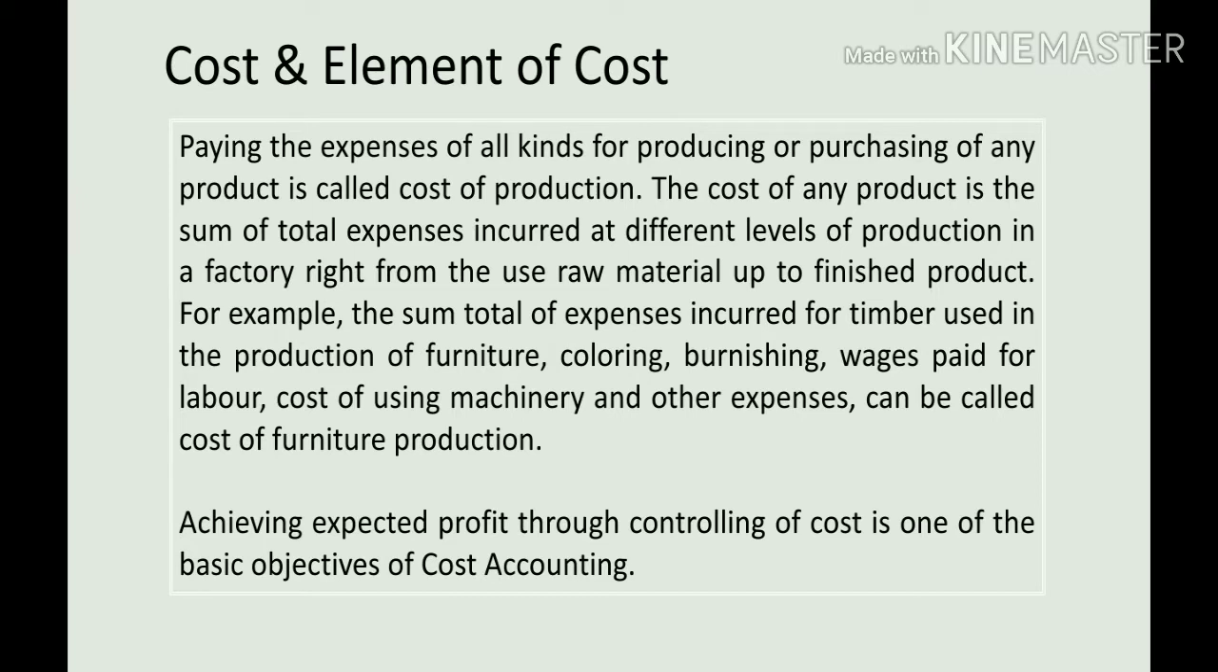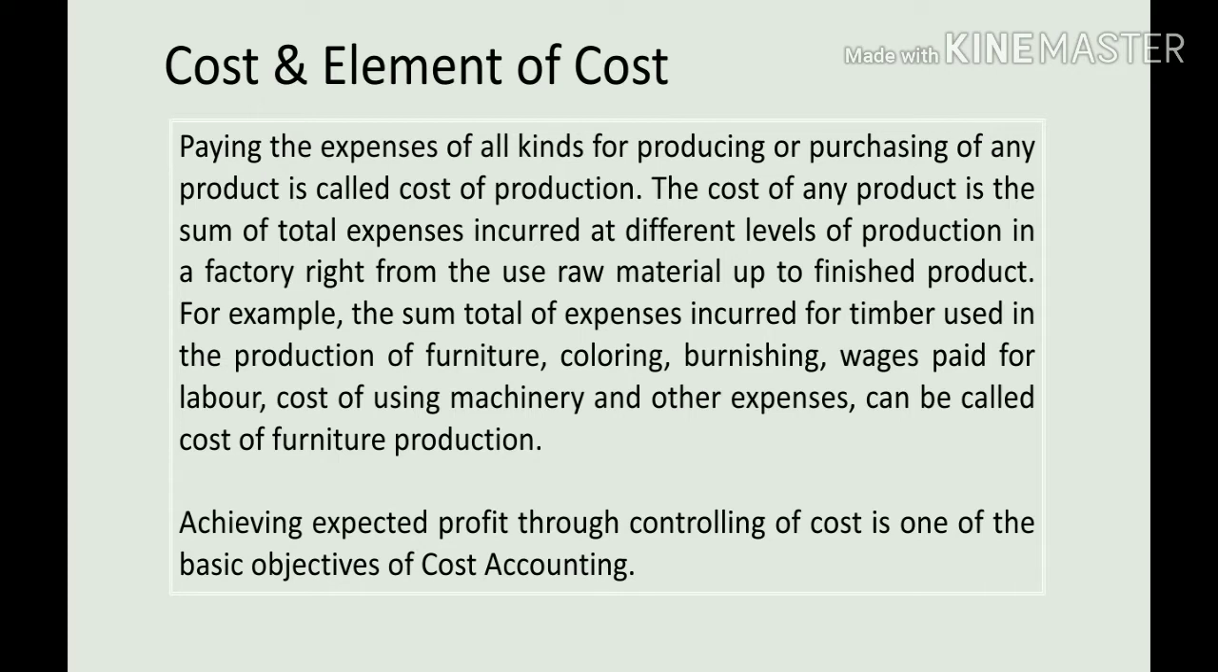Dear learners, at first we'll see the cost and element of cost. Paying the expenses of all kinds for producing or purchasing of any product is called cost of production. The cost of any product is the sum of total expenses incurred at different levels of production in a factory, right from the use of raw materials up to the finished product.